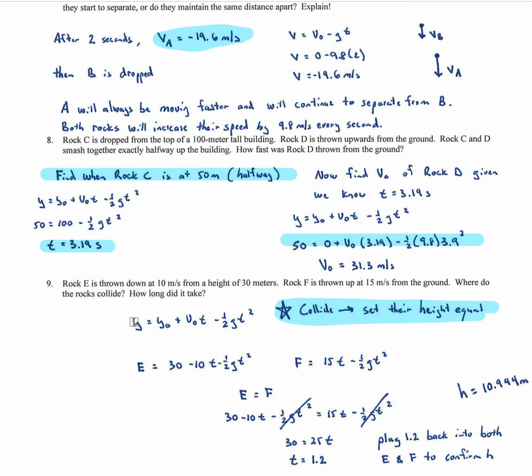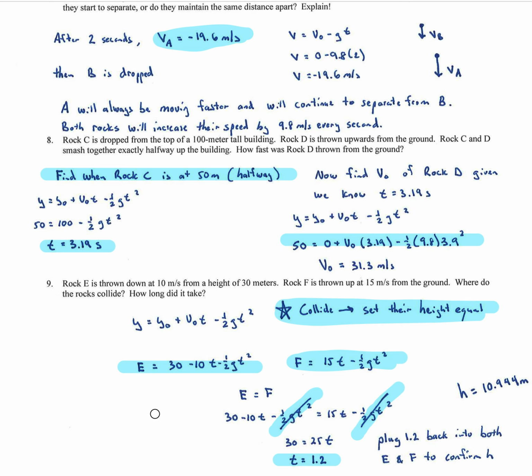So here's the standard position equation. This is the height of rock E. This is me filling in for F. E starts up, thrown down, gravity. Rock F starts on the ground, thrown up at 15, gravity. And so what I want is E equal to F. I want them to be at the same heights. So set them equal to each other. And actually it's kind of cool because if you set them equal to each other, they both have this same term on both sides of the equation, and you can just cross that out. And then you're left with adding 10 to the side and dividing by 25, and you can show that it actually took 1.2 seconds for them to collide.